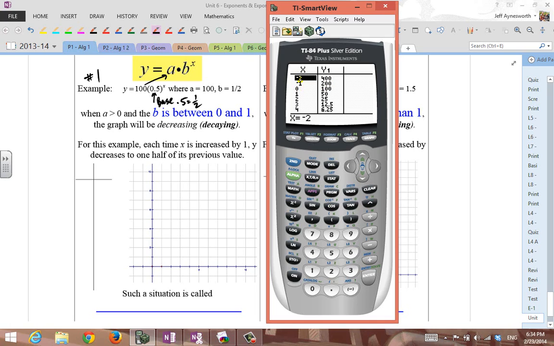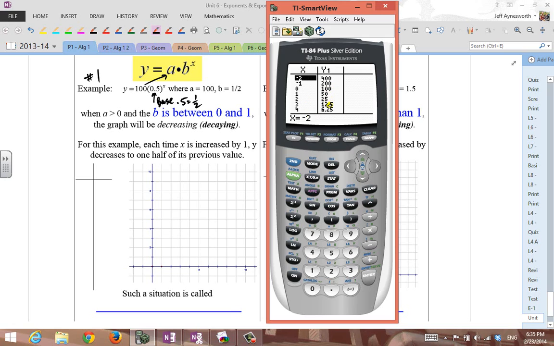When x is 0, as x values are increasing here, the y values are decreasing. And the reason why is because the base is less than 1. We're taking half as much as the previous value. Half of 400 is 200. Half of 200 is 100. Half of 100 is 50. Every time you're taking half of it, and that's what happens in exponentials here.